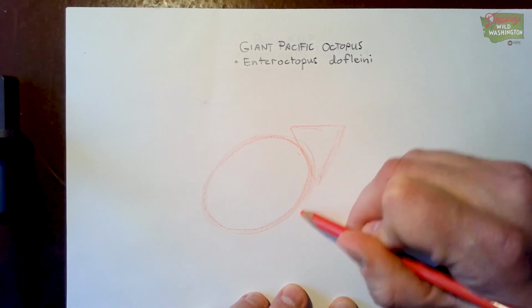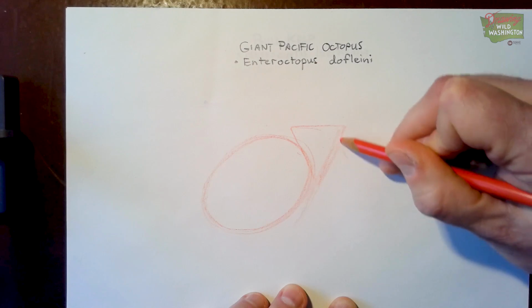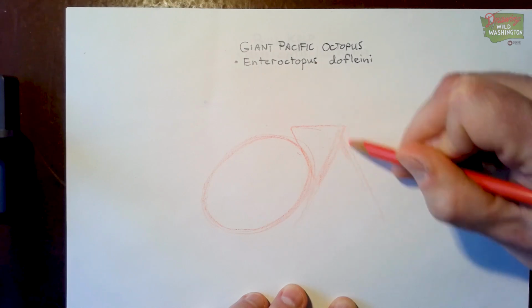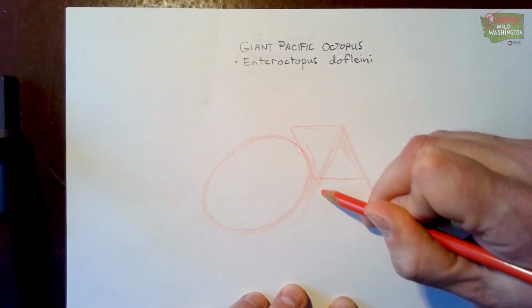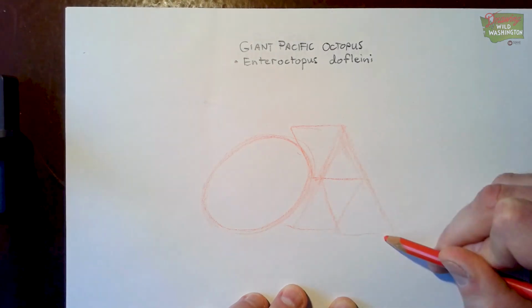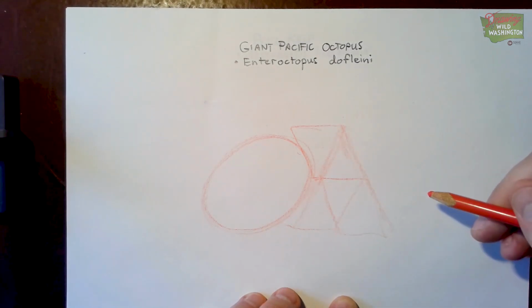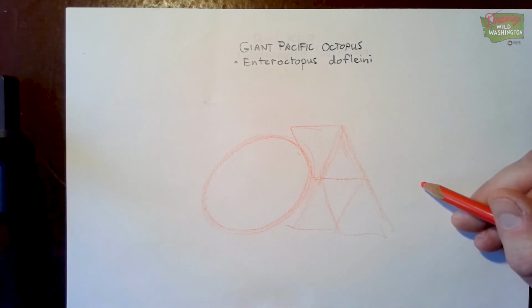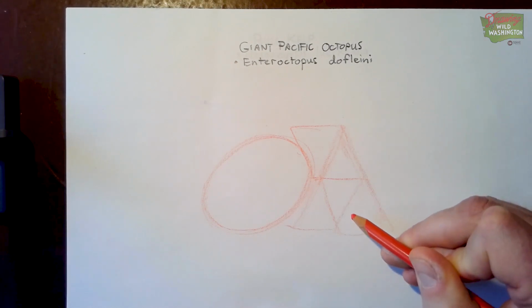Then we're going to draw what's called the mantle. So imagine taking that triangle, turning it upside down, and then doing 3 more, so it almost looks like a stack of triangles underneath it. And that's going to create the mantle. All right? Next, we're going to draw the tentacles.